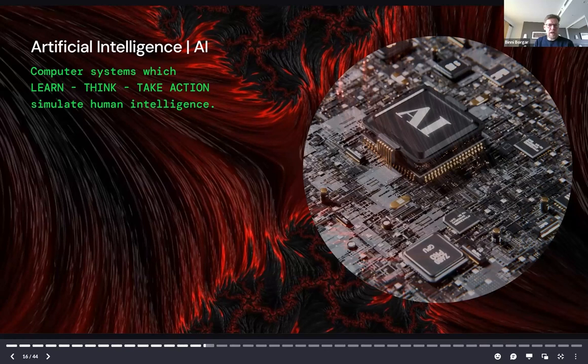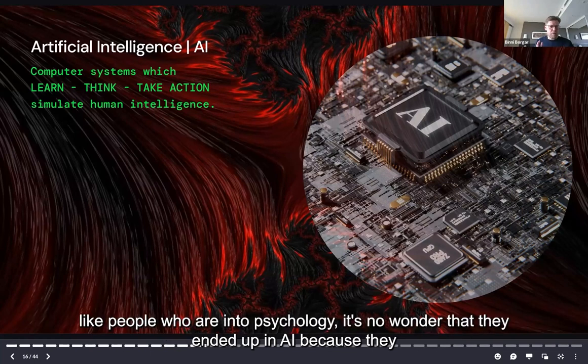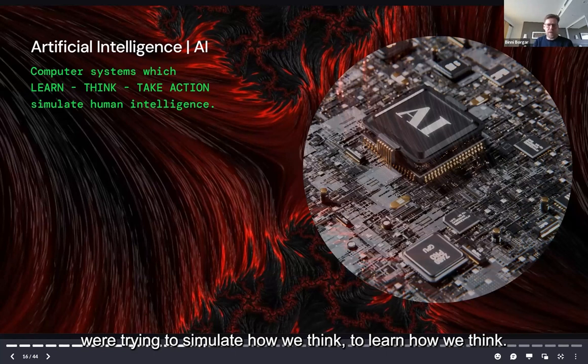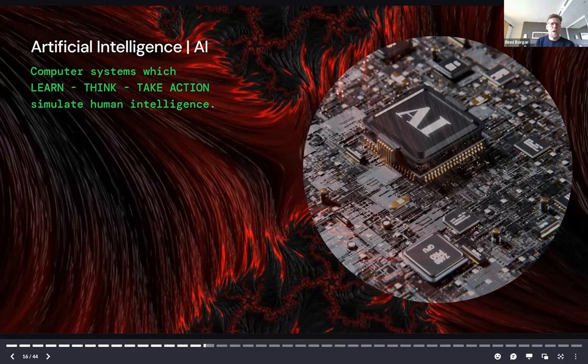So it's no wonder that people who study human intelligence, like people who are into psychology, ended up in AI, because they were trying to simulate how we think, to learn how we think. And by doing that, they actually created the field of AI and these systems that we have today.